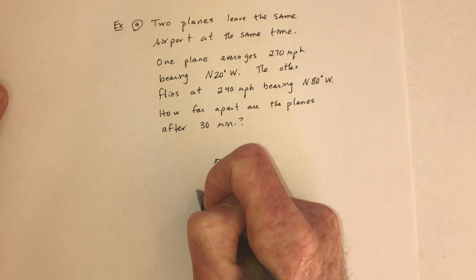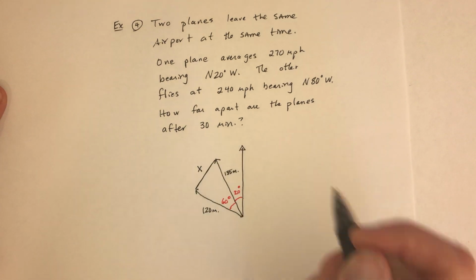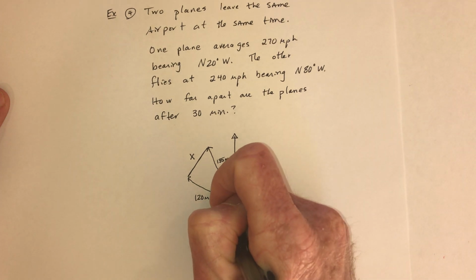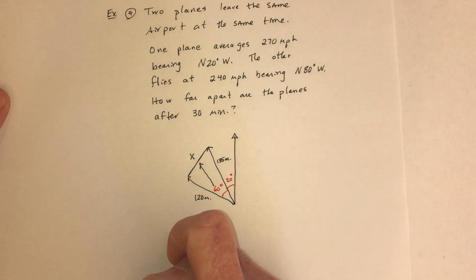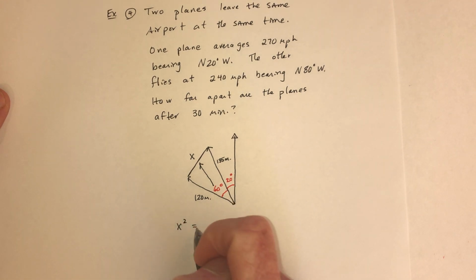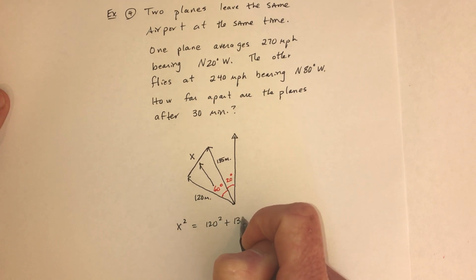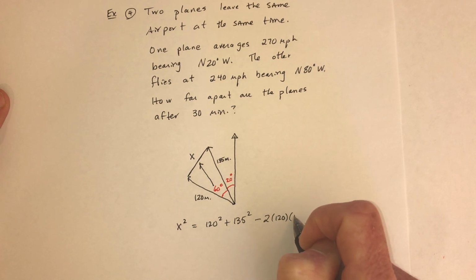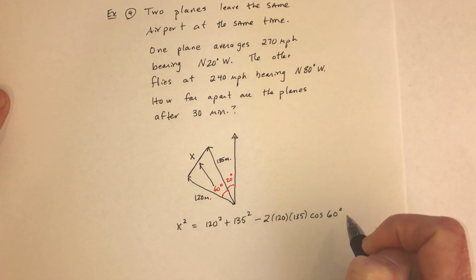And then how far apart are they? So that's this distance right here, x. And then it's set up perfectly for the law of cosines. So start with this 60 degrees, go straight across and start with x. So x squared equals, and then 120 squared plus 135 squared minus 2 times the 120, the 135, and the cosine of 60.